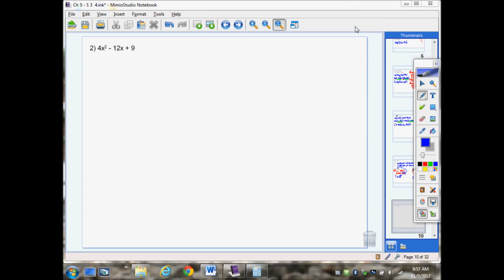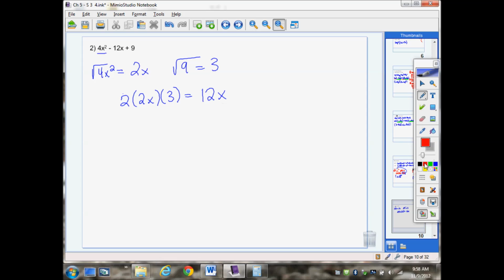So when we have a negative, it's the same process pretty much. I'm going to take the square root of 4x squared. Well, the square root of 4 is 2. Square root of x squared is x. And I'm going to take the square root of 9, and that's 3. And I'm going to multiply 2 times 2x times 3. 2 times 2 is 4, times 3 is 12, so I get 12x. This matches that. So it is a perfect square trinomial.